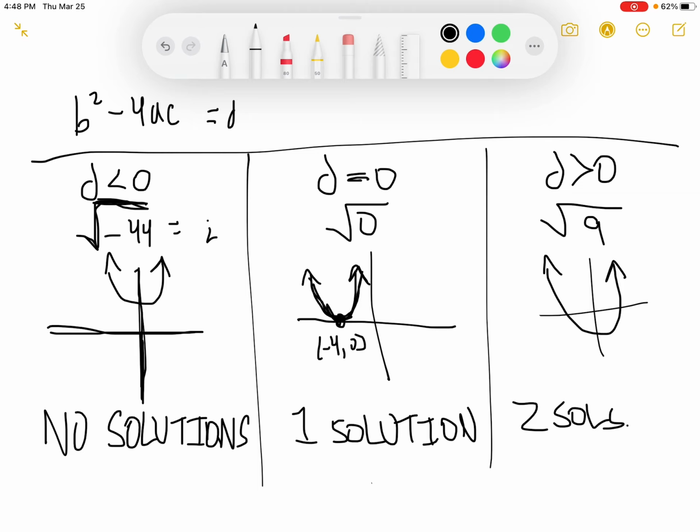So that's it for this video. Remember, D can be less than 0, equal to 0, or greater than 0, and that determines how many solutions there are.